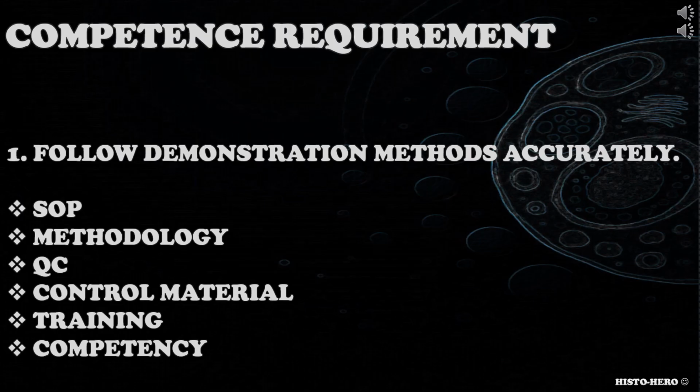The first competence requirement is for you to follow demonstration methods accurately. How do you perform H&E staining in your lab? Do you use manual method? If so, how do you know you are following the demonstration method accurately? Consider SOPs, method used, quality control, use of control material, training, competency.